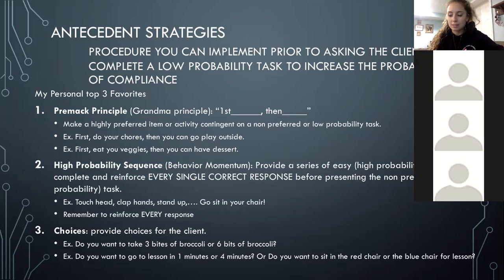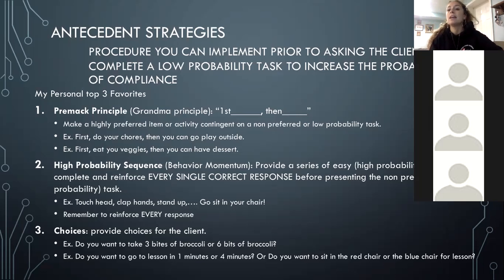So before I ask my client to do something that's super hard that I know maybe in the past has triggered some problem behaviors like aggression or non-compliance, I can use these antecedent strategies. Remember, antecedent means before the behavior. I just picked my top 3 favorites because I think these are the ones that we use the most, specifically at UTBS. Number 1 is the Premack principle, or the grandma principle, or the grandma rule.